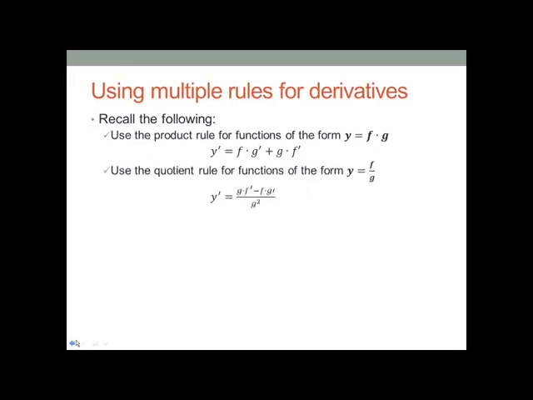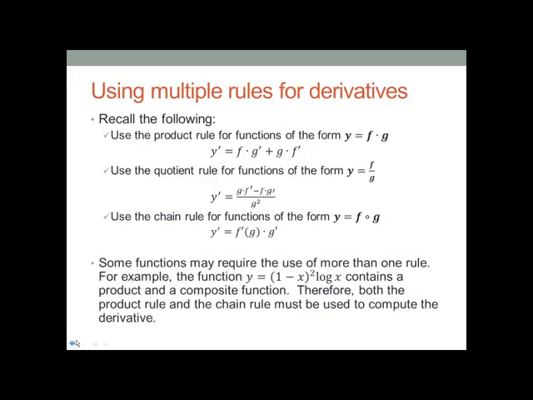We use the quotient rule for functions of the form y equals f divided by g, and the quotient rule states that the derivative is equal to the bottom function times the derivative of the top, minus the top times the derivative of the bottom, all divided by the bottom squared. And the chain rule is used for functions of the form y equals f composed with g, and the chain rule says that the derivative is the derivative of the outside function times the derivative of the inside function.